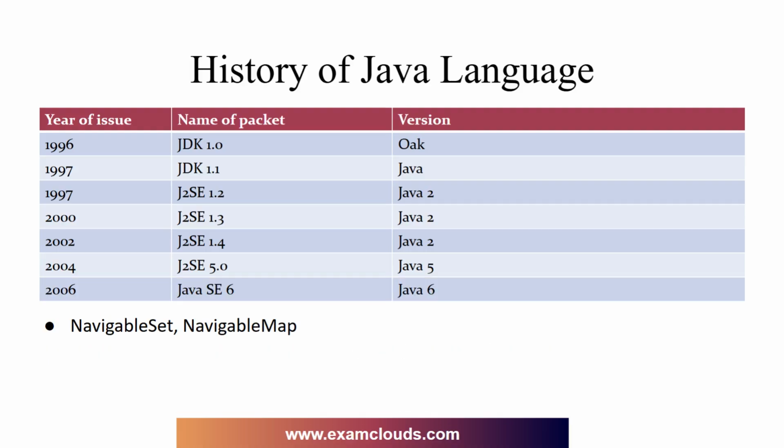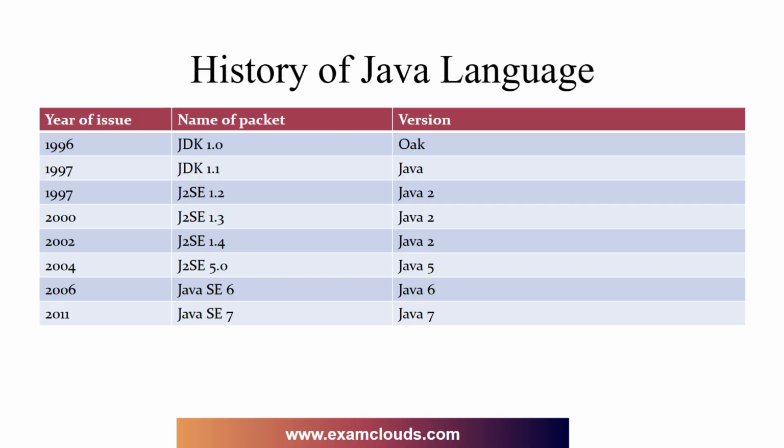In the sixth version of Java, the main changes involved collections. Interfaces like NavigableSet and NavigableMap were added. And also, look, the package name was slightly changed again. Now it's called Java SE 6, Java Standard Edition.